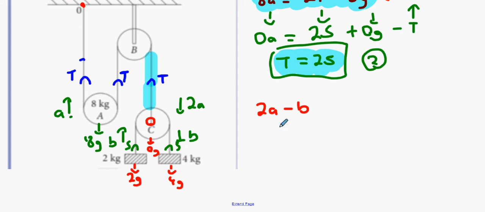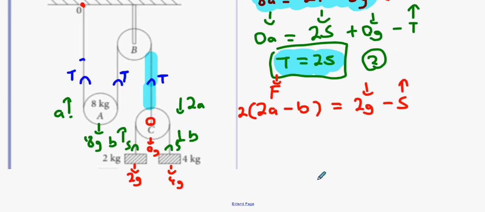So if I say force going downwards is going to be 2 multiplied by 2a minus b. Remember, it's mass times acceleration. 2 times 2a minus b. And that has to equal, well, it's been pulled up by S. But I'm saying it's going downwards, so it's going to be weight, which is 2g, take away S.